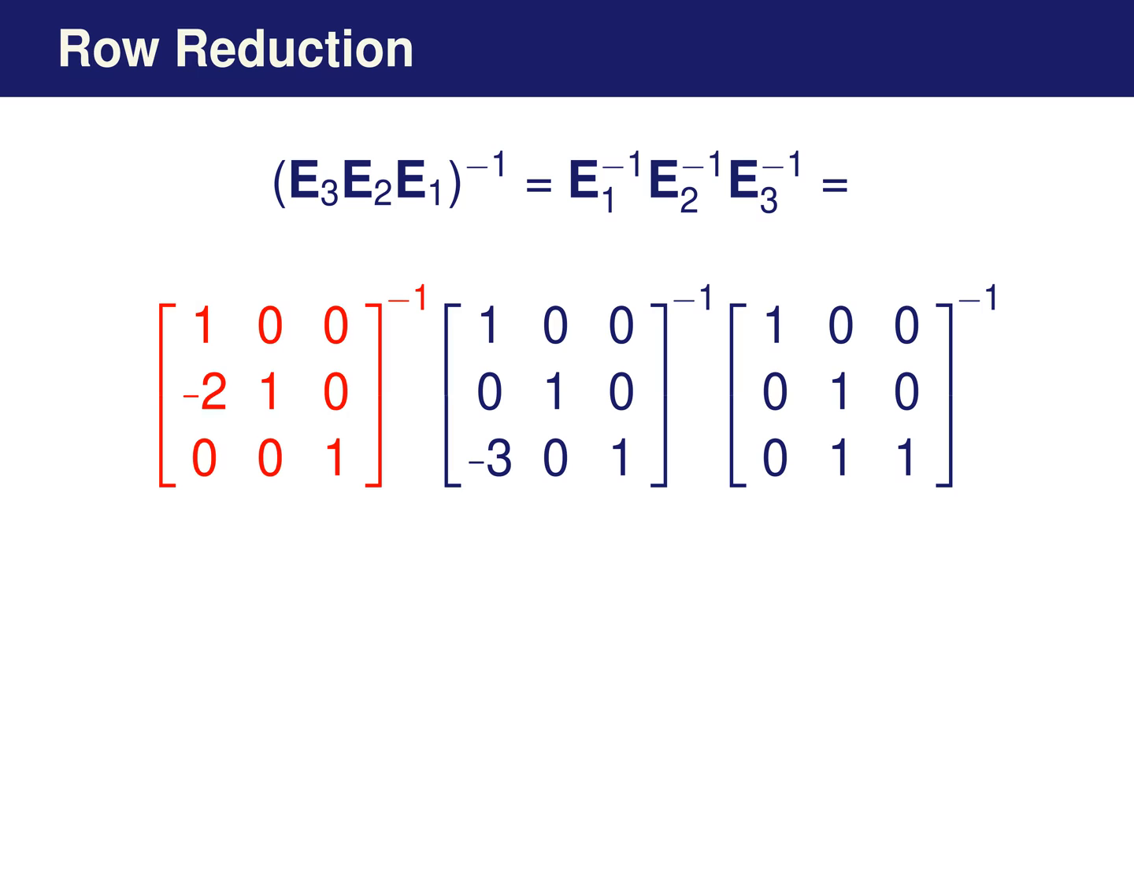If we subtract 2 times row 1 from row 2, in the inverse, we add 2 times row 1 to row 2. If we subtract 3 times row 1 from row 3, in the inverse, we add 3 times row 1 to row 3. If we add row 2 to row 3, in the inverse, we subtract row 2 from row 3. We still need to multiply these three matrices.